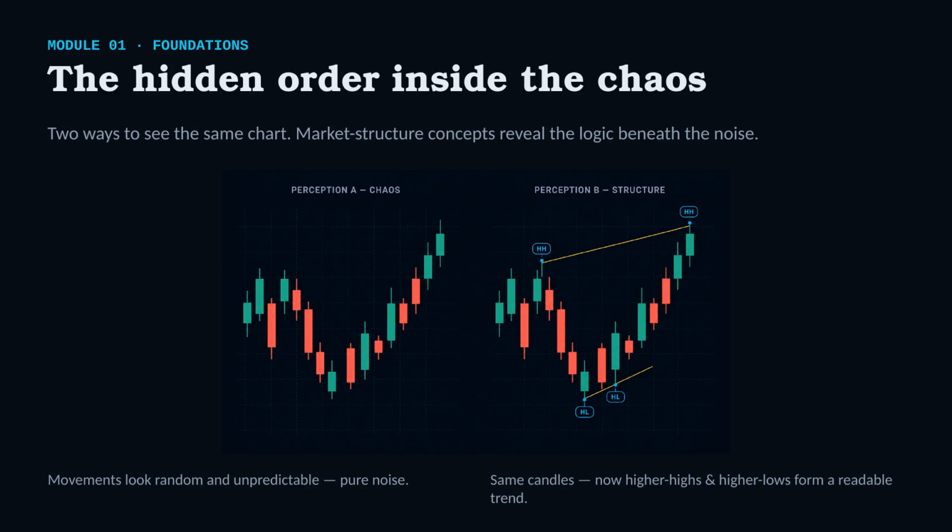Look at the two charts on this slide. They contain the exact same candles, the exact same data. On the left, it reads as random. On the right, once we mark the higher highs and higher lows, a readable trend emerges from the same information. Nothing about the market changed, only the lens changed.